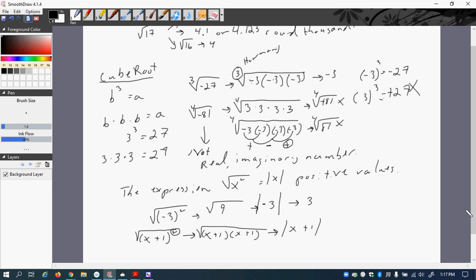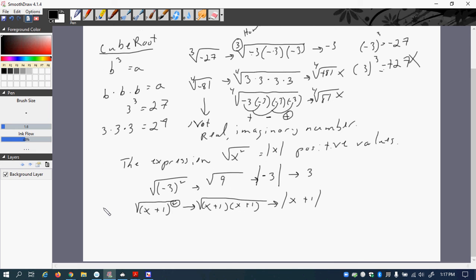Another one, before we quit, is the square root of z squared minus 4z plus 4. Here we have to break this up into two components. So that's going to be z minus 2 times z minus 2. And so when it comes out, since I have two of them here, it's got to be the absolute value of z minus 2.